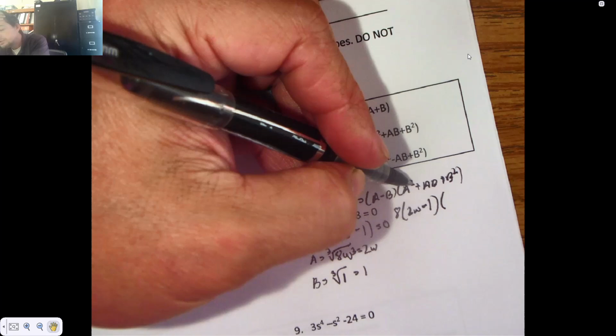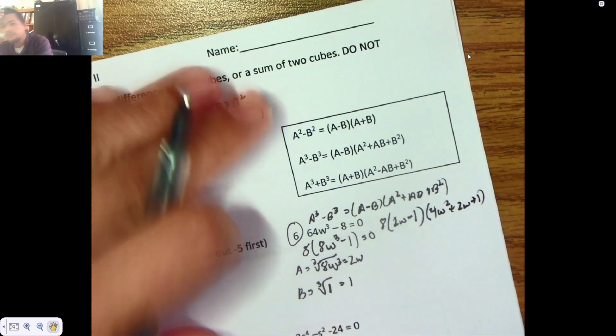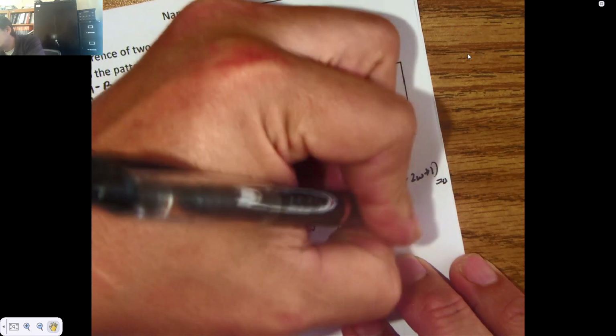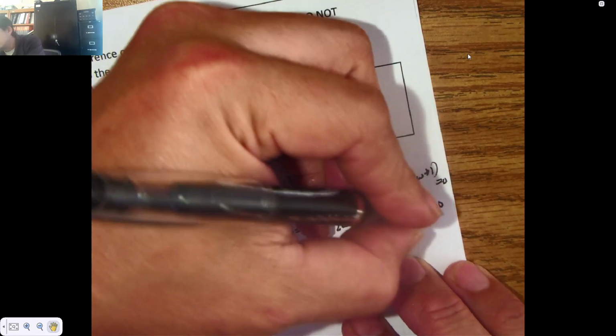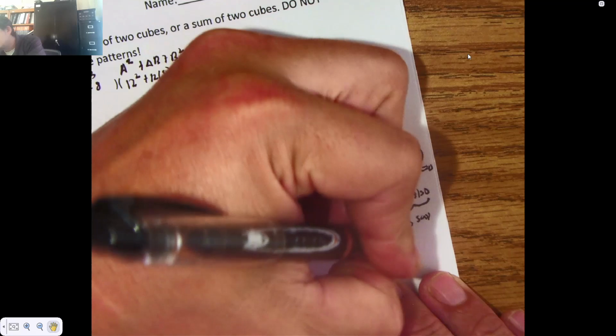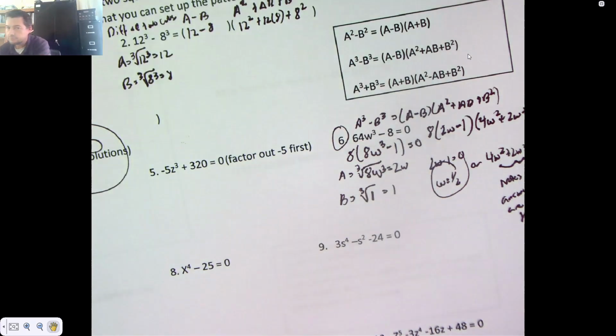If I take a 2w and I square it, I get 4w squared plus 2w times 1 is 2w plus 1 squared, which is 1. And there's your pattern. And it is equal to 0, so now I use the zero product property. 2w minus 1 is 0, so w is 1/2. Or 4w squared plus 2w plus 1 is 0. And this piece right here, it's in your notes. Your notes say the answers are not real. All I asked for was a real solution. That's it. Nothing more.